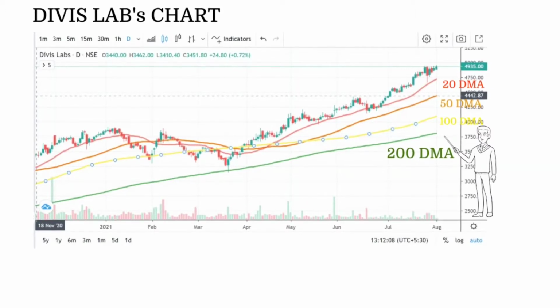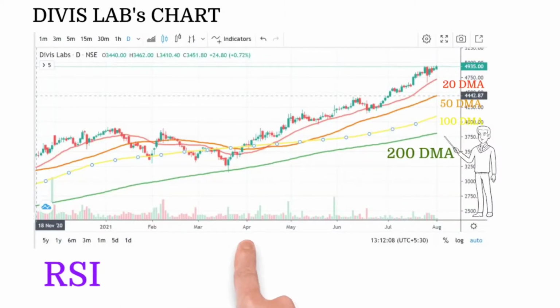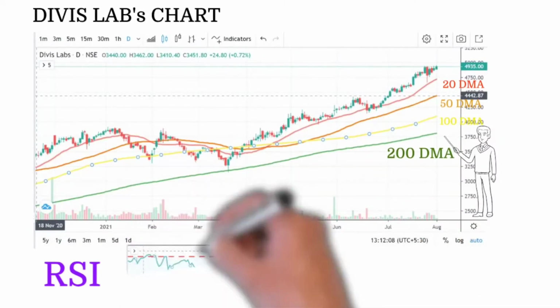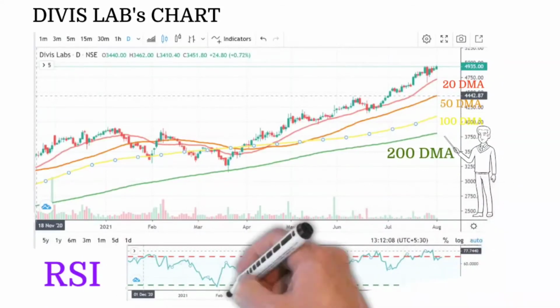Along with this, we also need to look at other indicators. And usually we do that with the relative strength index chart. The RSI chart is a good indicator because it is complementary to the daily moving average. Alone, the daily moving average does not give a clear picture. But when it is used in combination with RSI, then it is excellent.